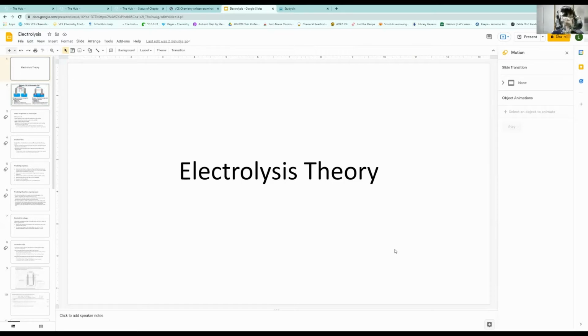So I thought I'll go over the theory today, and then I'll put out another video in a couple of days going over Faraday's laws. So the one today won't really have much in the way of calculations. It's mostly going to be looking at the qualitative stuff, and then we'll have one looking at the quantitative aspect later on. All right, let's have a look at some electrolysis theory.